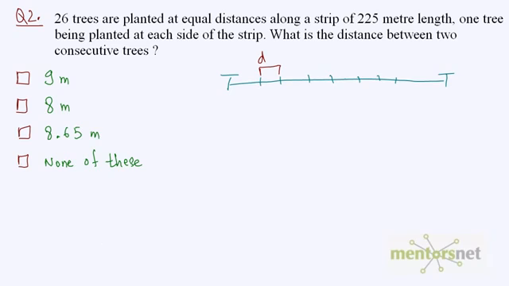So to make things simpler, let us take a simple example. Let us take a strip of 5 meters. So this is a strip of 5 meters. Okay, let's say you have planted 2 trees at each side. Now you have to divide this strip of 5 meters into, let's say, 5 parts. So I have divided here. There is one tree, there is another tree, there is the third tree.